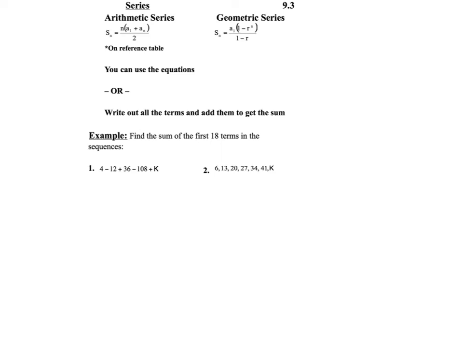For series, what you're doing is finding the sum of however many numbers they tell you to find the sum of. That S_n means the sum. The n still means the term number. A1 is still the first term, and an is the term that you want to find the sum until. That's the arithmetic series equation. And the geometric series equation, you need your first term and your ratio and the term number you want.